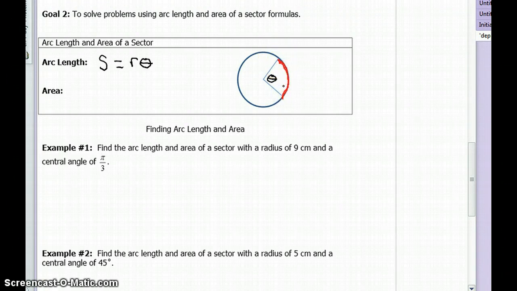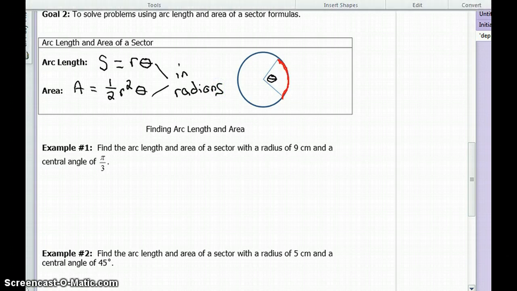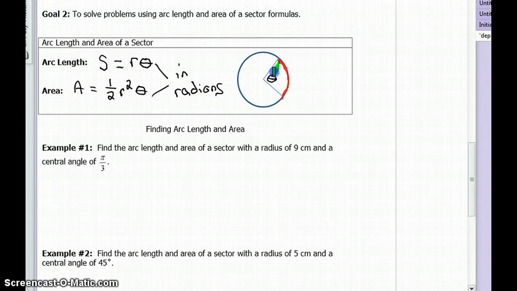The other formula is the area of a sector, and that's A for area equals half R squared times theta. And the key to this is theta must be in radians. And what is a sector? The sector, and I'll highlight it here, is this shaded area right here, like a piece of pizza. So that's what the area of a sector represents.